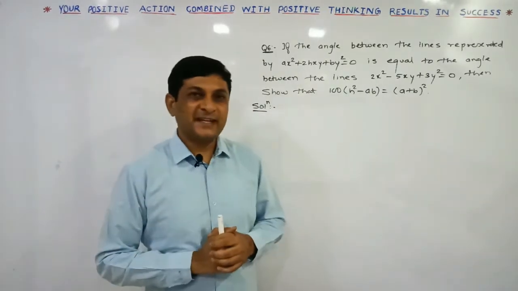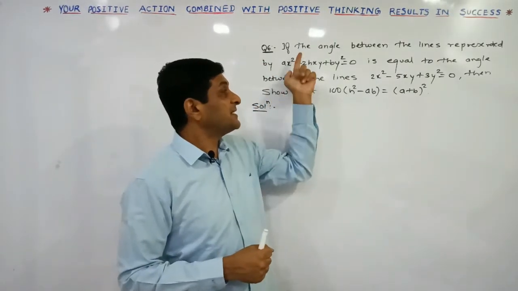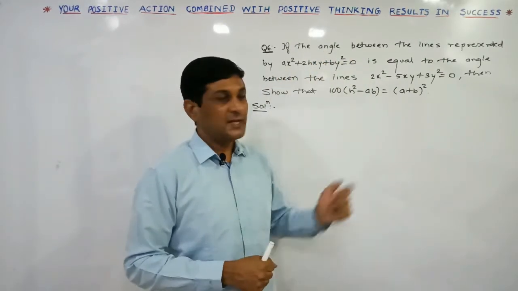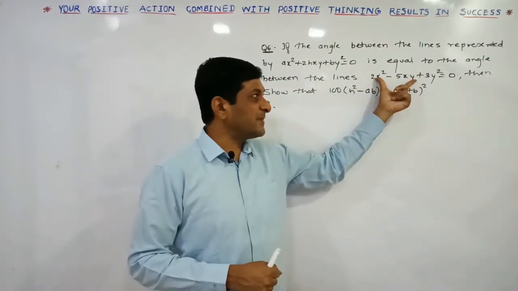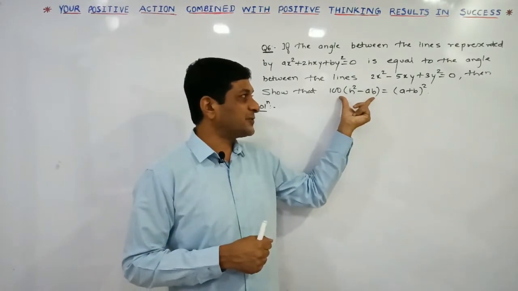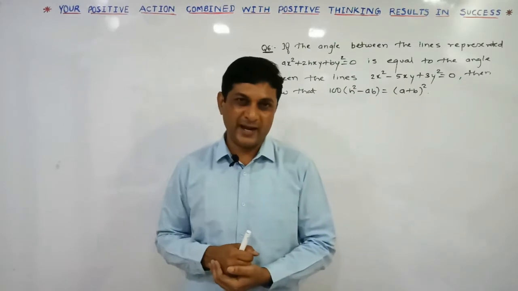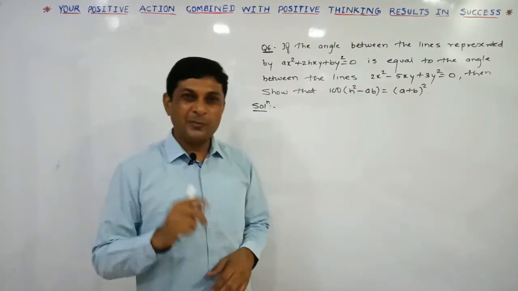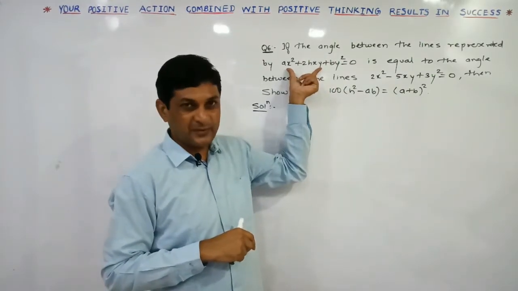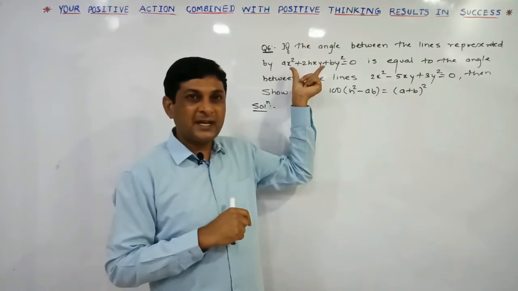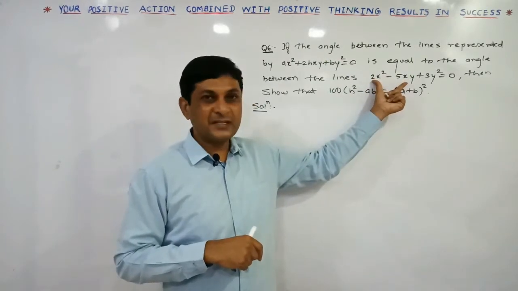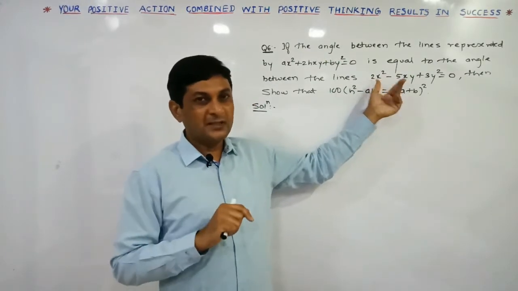So well, now observe the next example, question number 6. In this case, it is given to us that the angle between the lines represented by this first homogeneous equation is equal to the angle between the lines represented by this second homogeneous equation. Using this condition, we have to prove that 100 h square minus ab is equal to (a plus b) whole square. So I hope the question is clear to you. How many homogeneous equations are given to us? 2 homogeneous equations. So this is the first equation. If we denote the angle between the lines represented by this equation by theta 1 and the angle between the lines represented by this second homogeneous equation by theta 2, then what is the given condition?